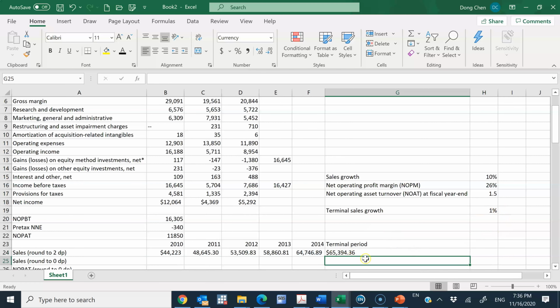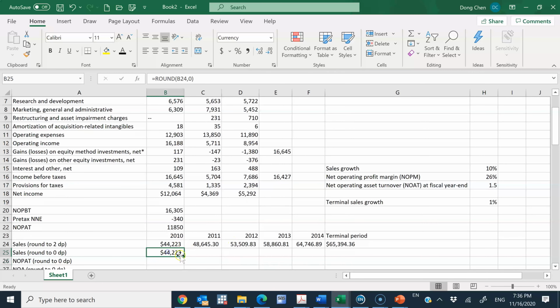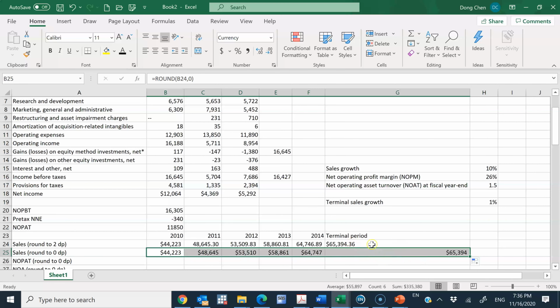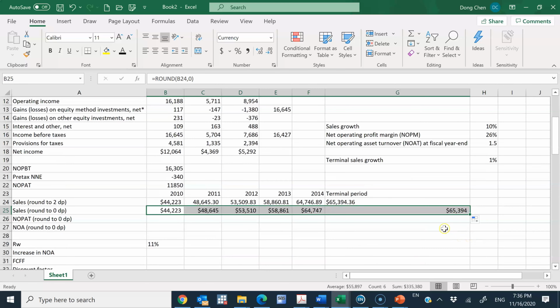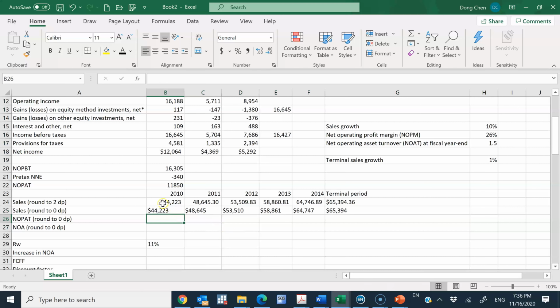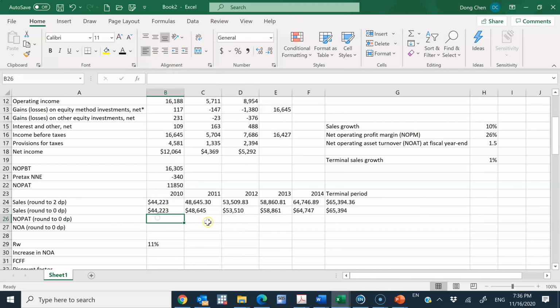So this is already just kept 2 decimal places. And now the second sales number is just trying to keep 0 decimal place for the sales we already got. So I just use the round function and then pull the sale to all the other years, including the terminal period. And for these values, I want to make them left aligned. I guess for all these numbers, just for ease of viewing.